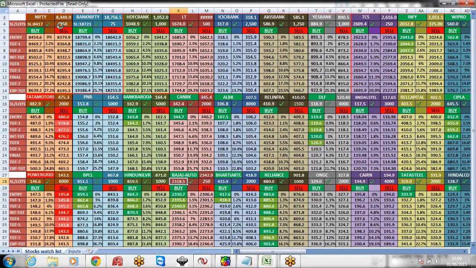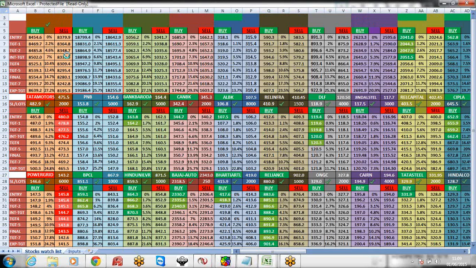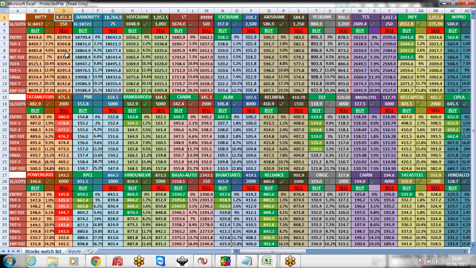So Nifty has crossed 8,450. If you want to do intraday, you can put it in 10 minutes. If you want to do positional calls, you can put it in 30 minutes. 15 minutes is not an ideal time frame for intraday.